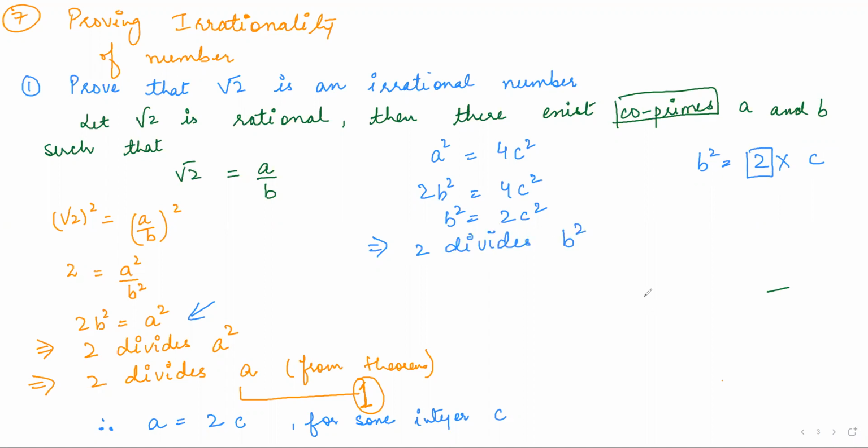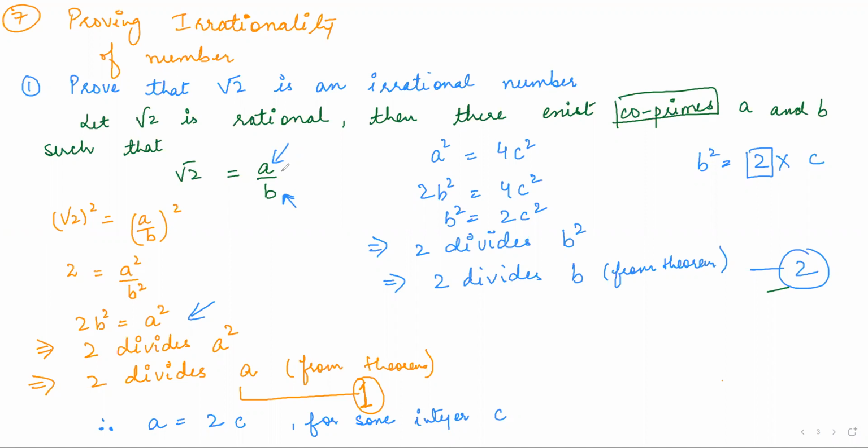Yes, ma'am. And by the theorem, again, I can say that 2 divides B, right? From the theorem. So that is your result number 2. So both we have shown: we have taken A and B, so we have shown that 2 is also dividing A, 2 is also dividing B. What does it mean? It means that 2 is a common factor between them.